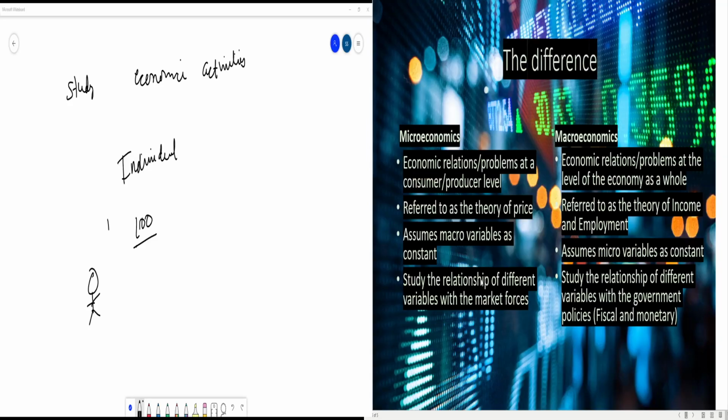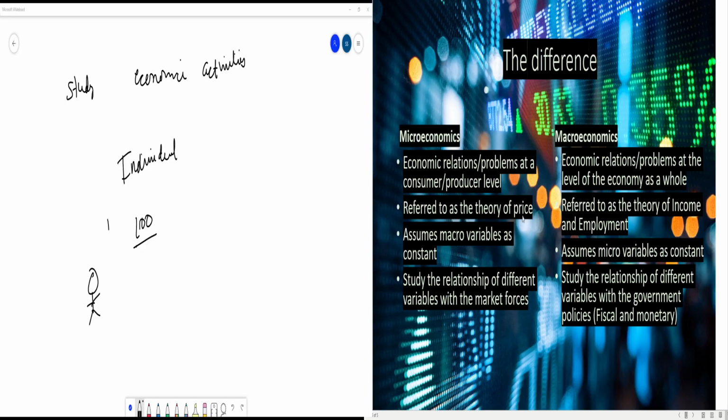Let's come to the differences between them, right? As I said, microeconomics means economic relations or problems at a consumer or producer level, right? So you look at one person or one producer, how much one producer is producing, or how much one person is consuming, or spending, etc. Macroeconomics refers to economic problems or relations at the level of the economy as a whole, right?